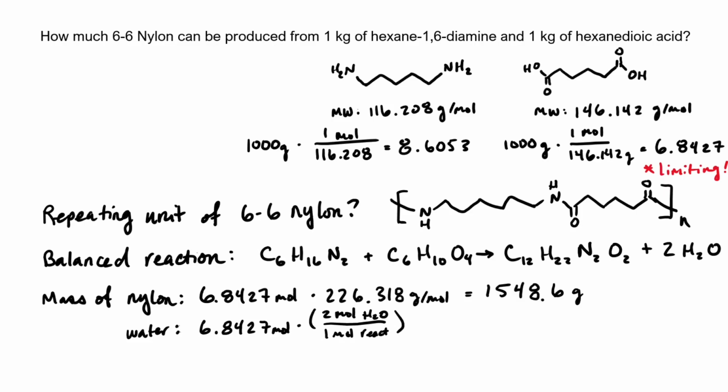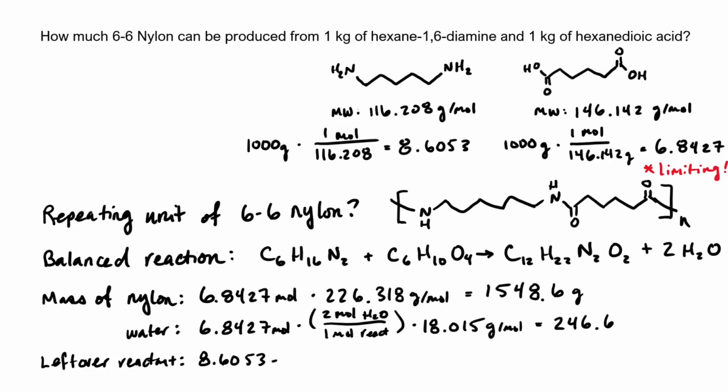The balanced reaction also tells us that if we made 6.8427 moles of nylon, then we must have made 246.6 grams of water. The final thing we need to calculate is the amount of leftover reactant, the amount of the diamine that wasn't used in the reaction. And that's the difference between the limiting reagent and the amount that was there, which gives us 204.8 grams remaining.